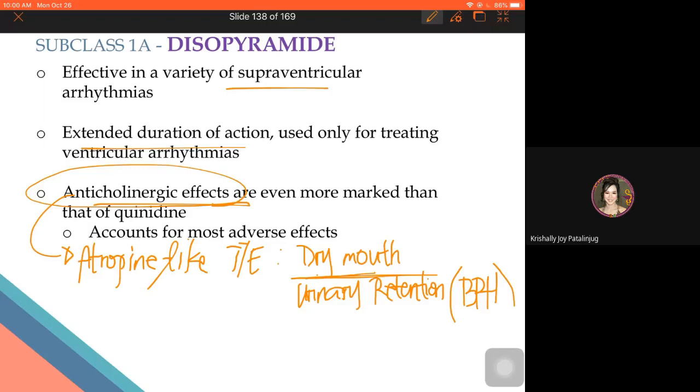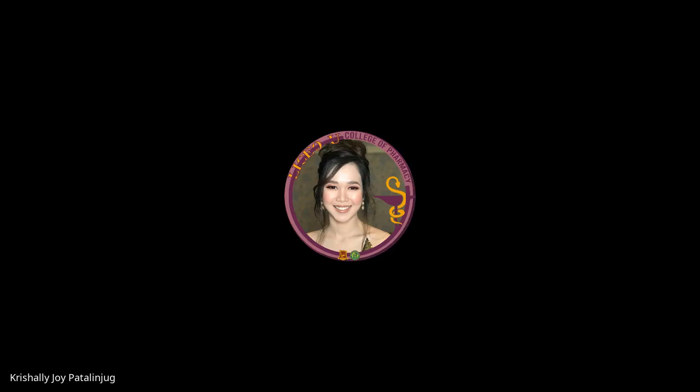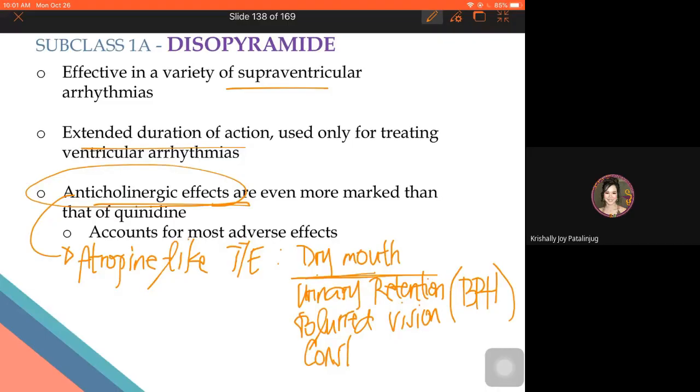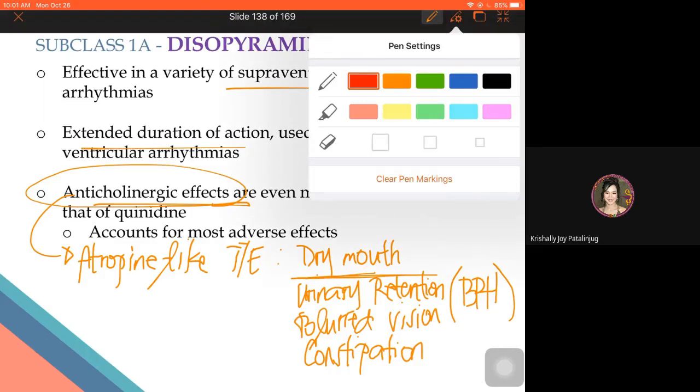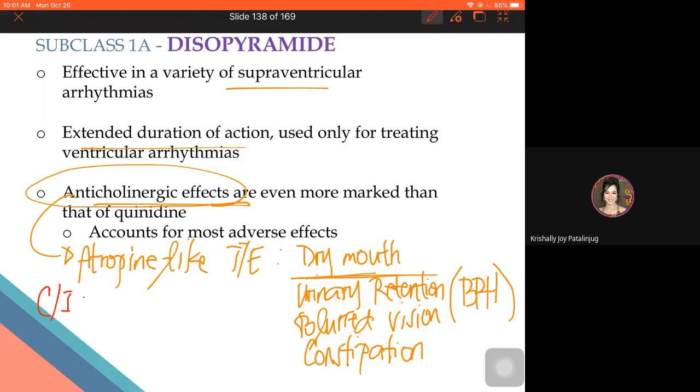Another atropine-like effect is blurred vision, and then also constipation. Again, the following atropine-like effects are dry mouth, urinary retention, blurred vision, and constipation. And finally, still under disopyramide, meron siyang distinct contraindication. When we talk of contraindication here, these are the conditions that a patient has na nagiging rason para hindi pwedeng ibigay ang disopyramide.